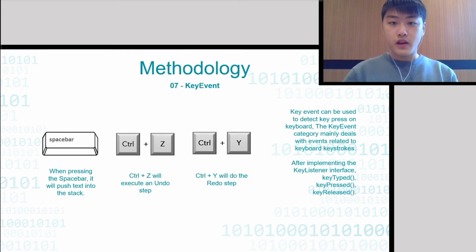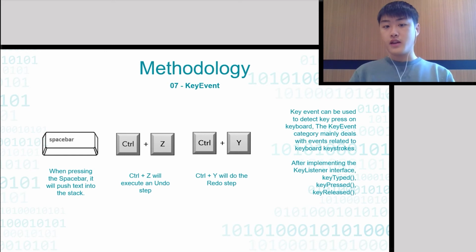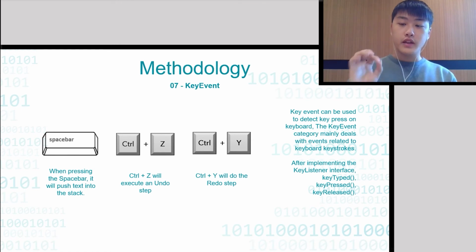We need to make this program easier for users to use, so we design it to detect the user input. When you press the space button, it will push the text into the stack or add it into the linked list. When we press Control plus Z, it will execute the undo step, and when we press Control plus Y, it will do the redo step. So, key event can be used to detect key presses on the keyboard.